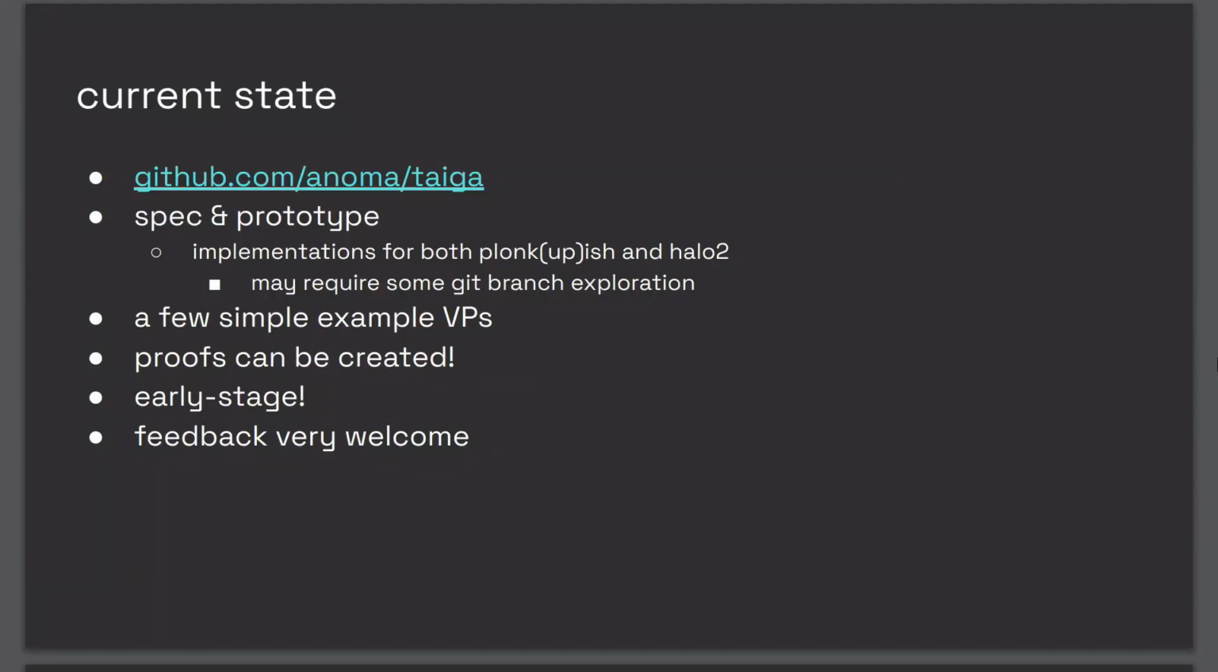So if you want to learn more about Taiga, you can find the current state on GitHub. It's open source at github.com/anoma/taiga. I would say that this is like a spec and early prototype. Please don't use it in production yet.